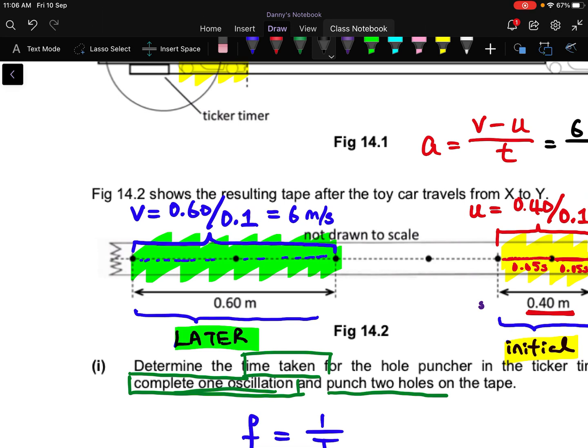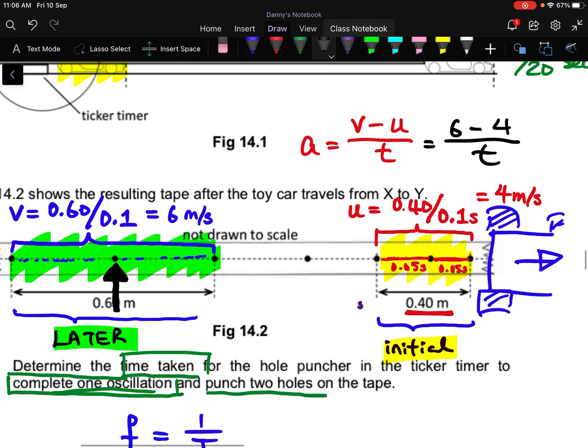Total distance divided by total time. And I can only say that by estimation, this 6 meters per second will give you the best estimation as the instantaneous speed when the car makes this stop. When the car is traveling at this position, because this is the average, right? And similarly, I can say the same for this. So at this center dot, this will be my V, and this will be my U.